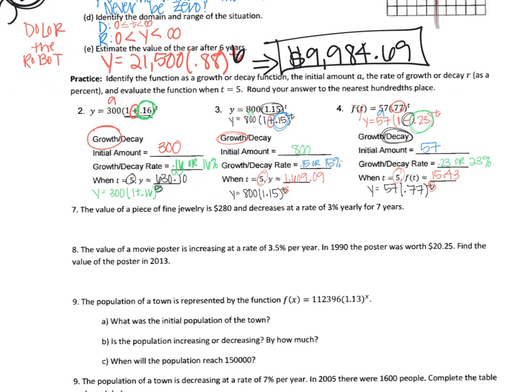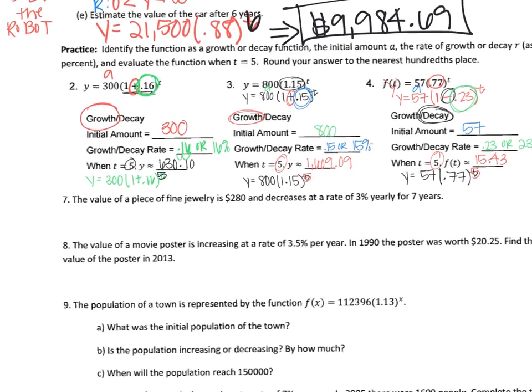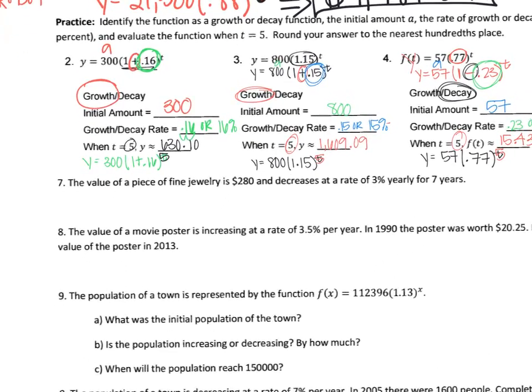So let's look at number 7. This time we have to write the problem. So the value of a piece of jewelry is $280 and decreases at a rate of 3% yearly for 7 years. Well, this decreases tells me that it's going to be a decay. That's what that tells me. This is the initial value of it. The A equals 280.